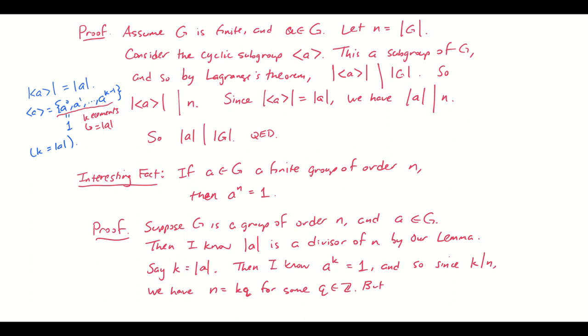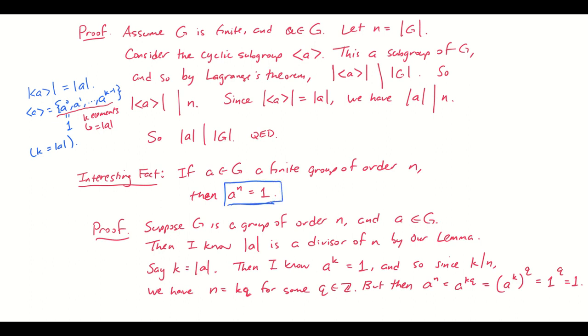Okay, but then, remember, I'm trying to prove something about A to the N, so at some point we should probably just try calculating that and see if we can get there. We know A to the N, well, that's equal to A to the KQ, because we said N was equal to KQ, and then by properties of exponents, that's A to the K all raised to the Q, but then we know A to the K is 1 because K is the order of A. So that's the identity to the Q's power, and that's the identity. So that proves the statement that I've written here.